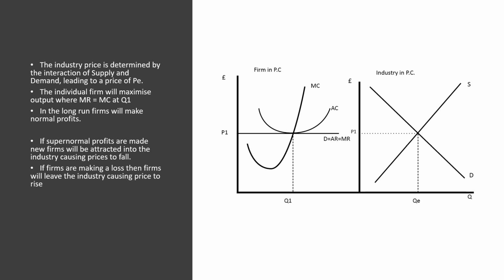In the long run, firms will make normal profits. If supernormal profits are made, people will see that these firms are making money, and new firms will be attracted into the industry, and the prices will fall, because remember, there's free entry and exit. There's nothing stopping them from coming into the industry. And if the firms are making a loss, then they will leave the industry, causing the price to rise. So that's perfect competition.